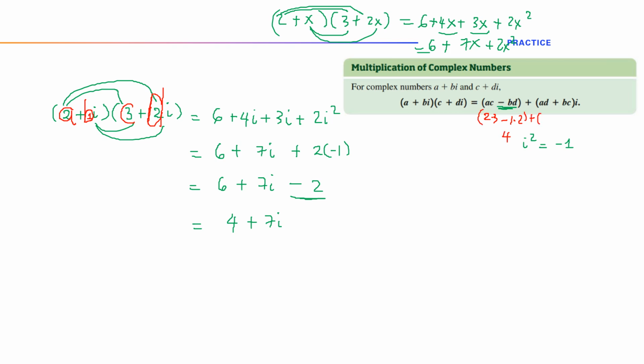Then plus a times d, a is 2, 2 times 2 is 4. b is 1, 1 times c is 3. So 4 plus 3 is 7. Plus 7, and don't forget the i right here. So we have 4 plus 7i. Similar. But then you have to memorize the formula. Or just do it like normal, like this. You don't have to distribute like the normal real case.